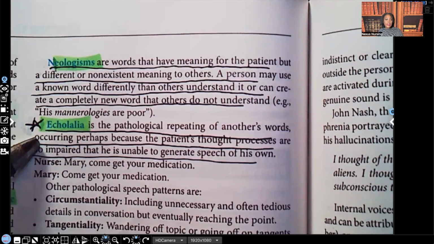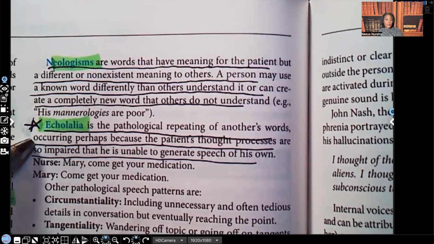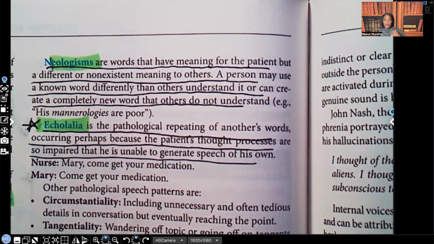Echolalia. This is a pathological repeating of another's words occurring perhaps because a patient's thought process is so impaired that they're unable to make their own speech, okay?